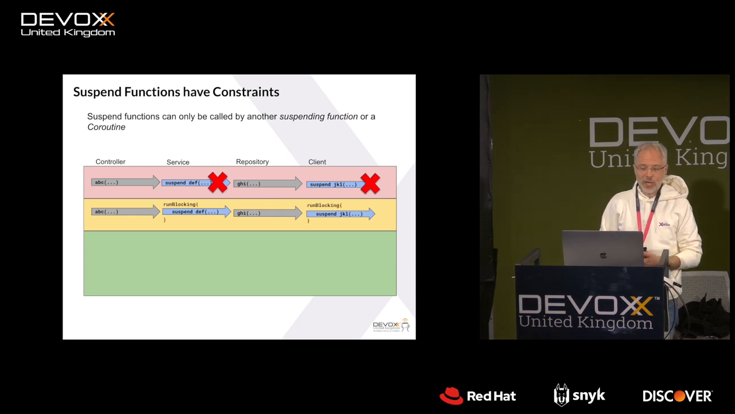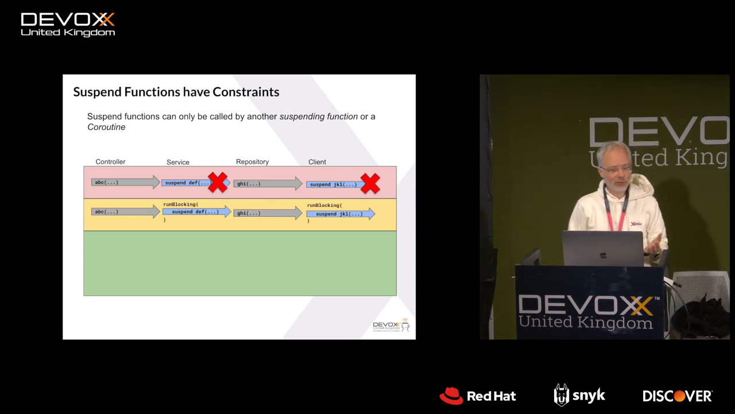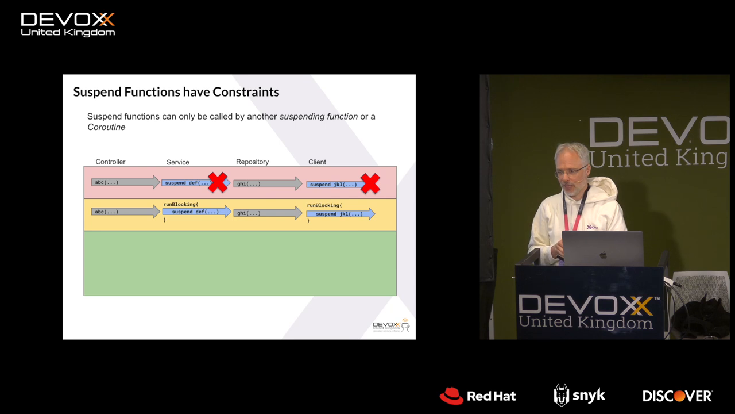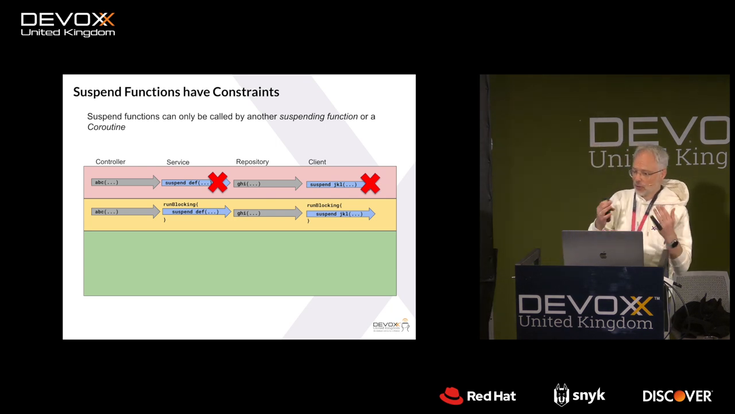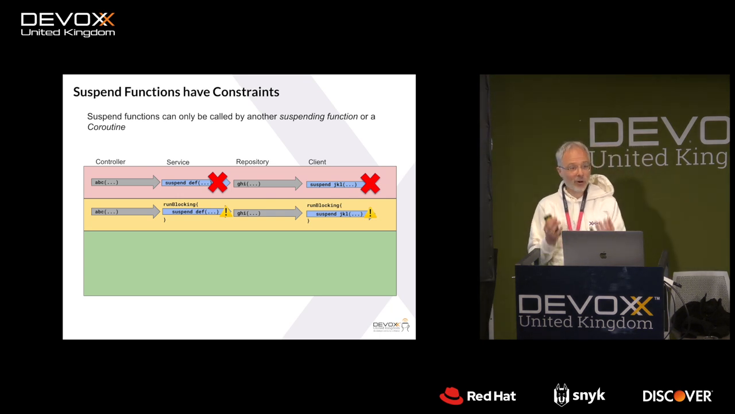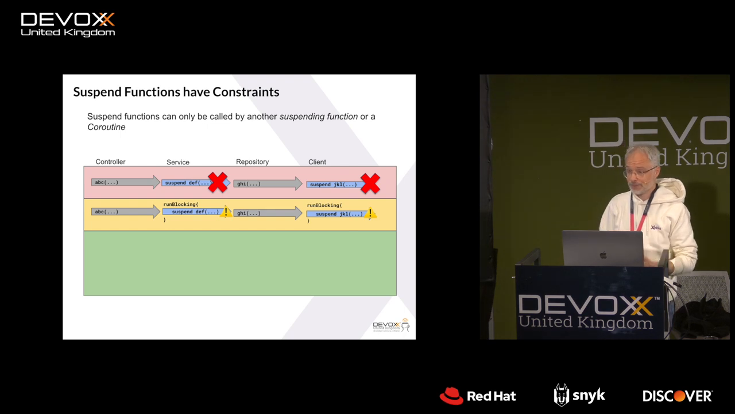What you can do, and people do, unfortunately, is use these run blocking blocks. So they start out with a normal method. You call run blocking, which, well, you can do. It works. But you won't get the performance out of it because you're still blocking threads. And really reactive systems don't block. So you can do it, but you shouldn't.